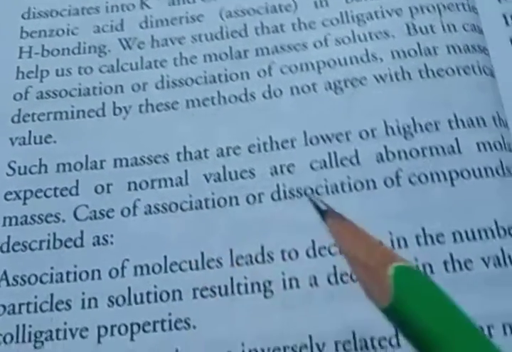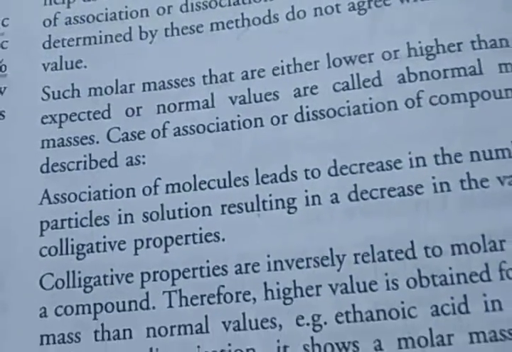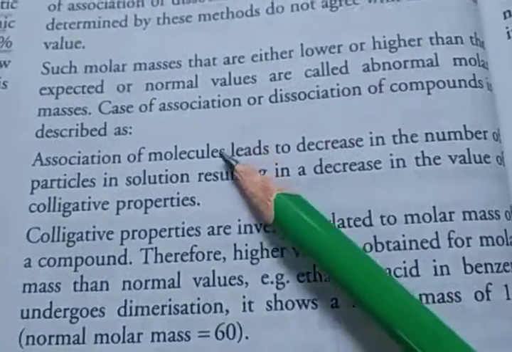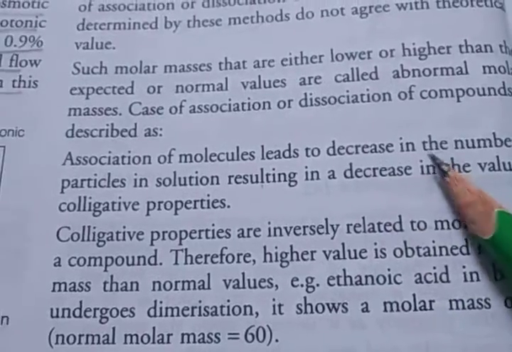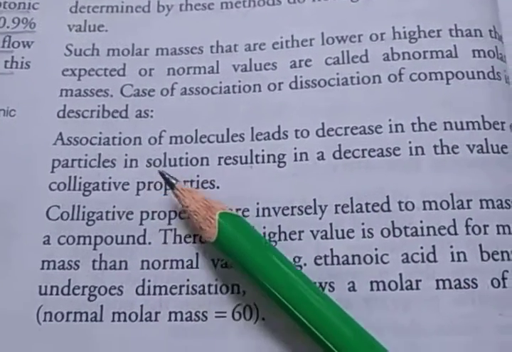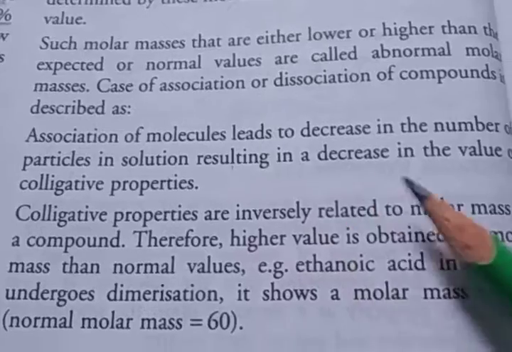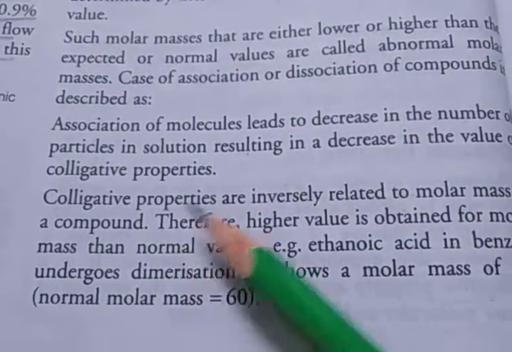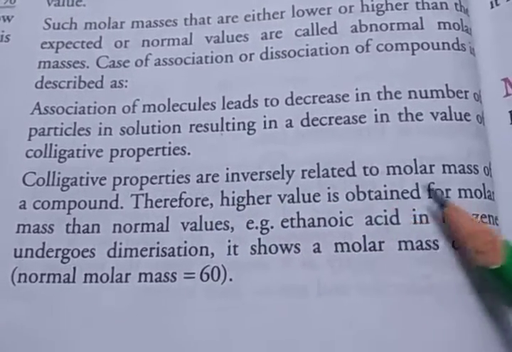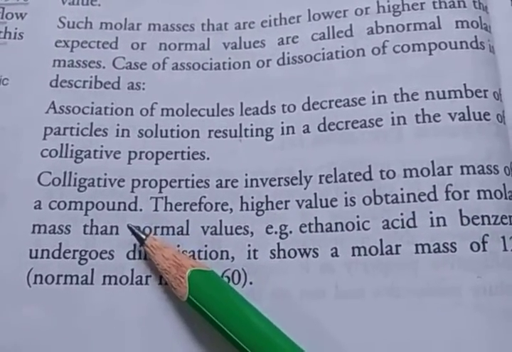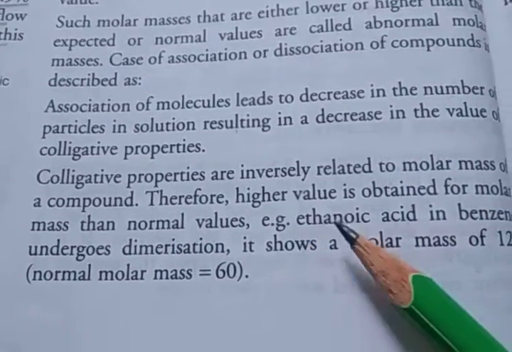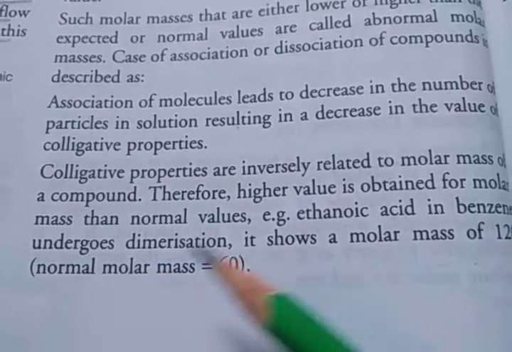In the case of association and dissociation of compounds, the molar masses are different. First, association of molecules means a decrease in the number of particles in the solution, resulting in a decrease in the value of the colligative properties. Colligative properties are inversely related to the molar mass of the compound. Therefore a higher value is obtained for the molar mass than the normal value.